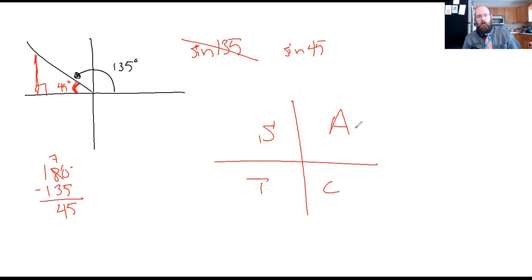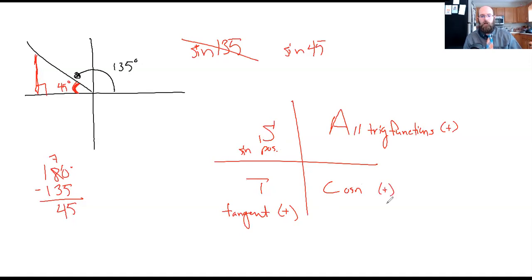And this means that all trig functions are positive. All trig functions positive. For the S, it just means sine is positive. Everything else is negative. T says that tangent is positive. All others are negative. And C is cosine is positive. All others are negative. So in this particular case, sine of 45, from my last video we kind of talked about, that should come from a memorized table. So sine of 45 is square root of 2 over 2.